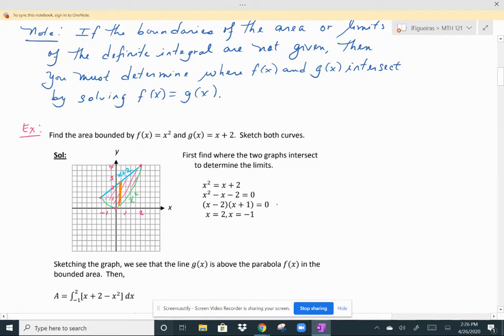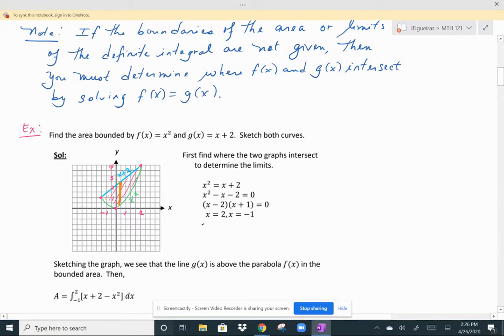This one is factorable. You get x minus 2 and x plus 1. So we have two solutions, x equal to 2 and x equal to negative 1. Remember that those two solutions represent your points of intersection. So in order to graph this properly, you need to know what the corresponding y values are.